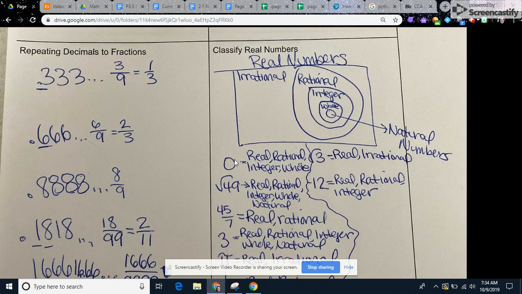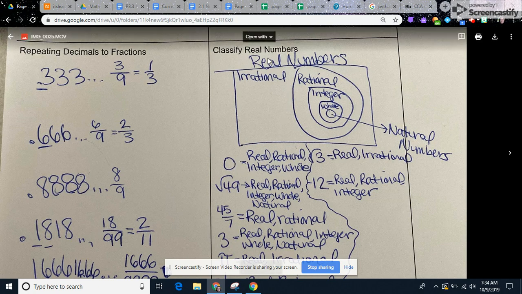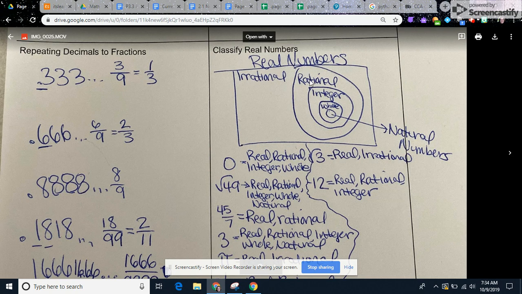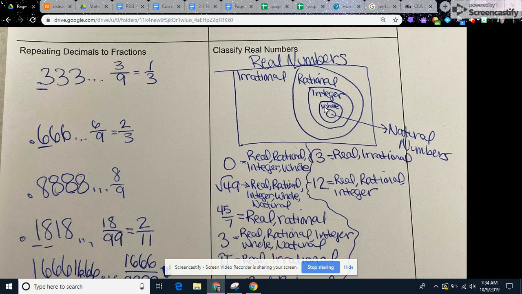You'll see that 0 is a real number. It is rational. It is an integer. It is a whole number, but it's not a natural number. The square root of 49, we can simplify to be 7, because 7 times 7 is 49. So we can call it real, we can call it rational. It's an integer because there's no decimal. It's a whole number because it's positive, and it's natural because when you naturally start counting, you would count 7.